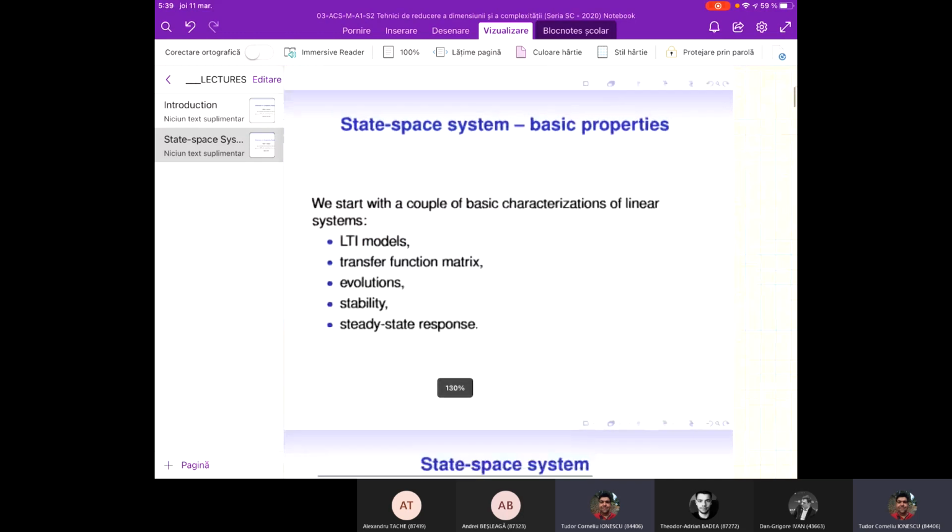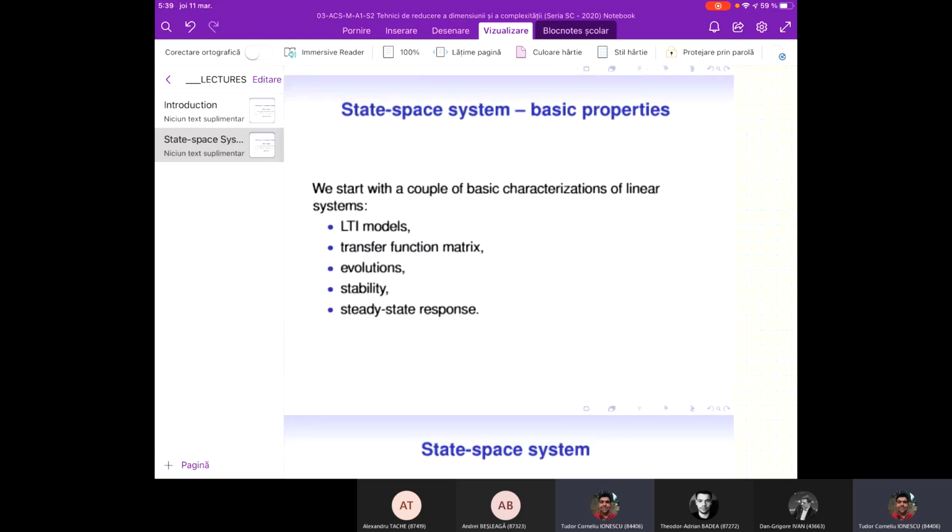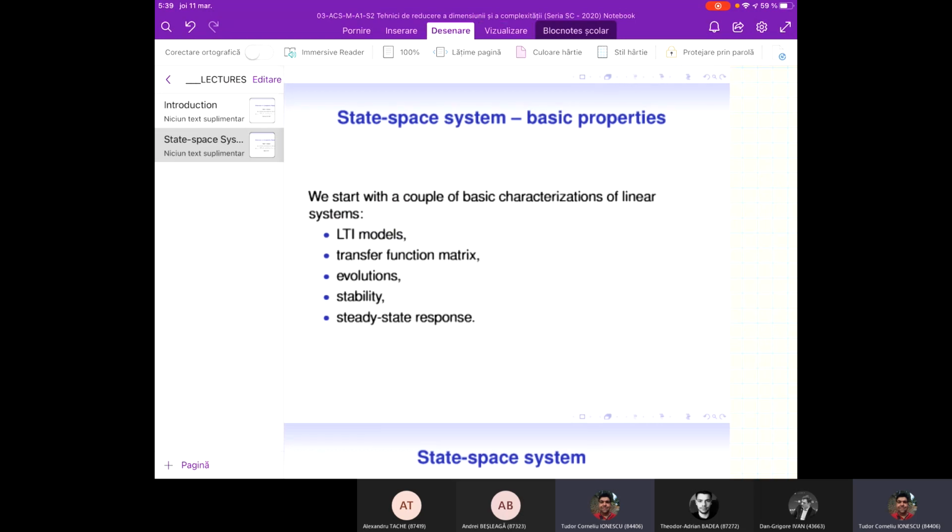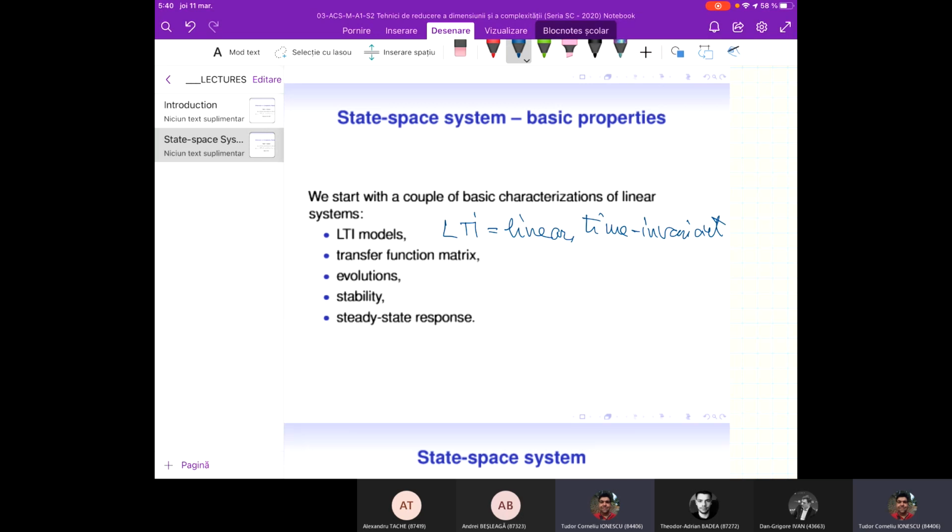So let's recap some basic properties of state space systems. We start with some basic characterization of linear systems. LTI models. LTI means linear time invariant. That means that the parameter matrices A, B, C are constant matrices. They do not depend on time.